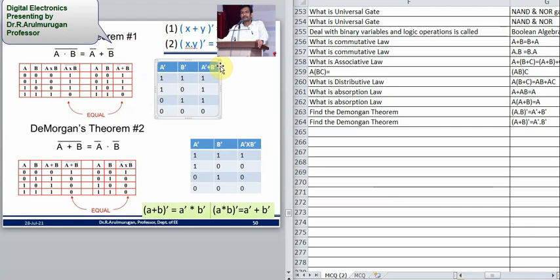Then add these two, A bar plus B bar: 1 plus 1 is 1, 1 plus 0 is 1, 0 plus 1 is 1, 0 plus 0 is 0. Then you get the answer A bar plus B bar. Now you can look at these two, they are the same. Similarly, the same method applies to A plus B whole bar, and A bar into B bar. This answer and this answer are equal. This is called the De Morgan theorems.